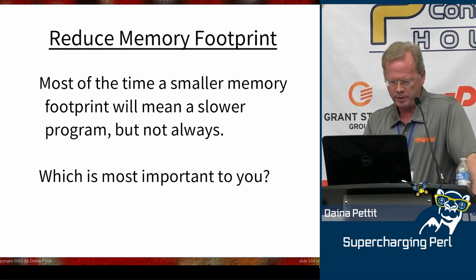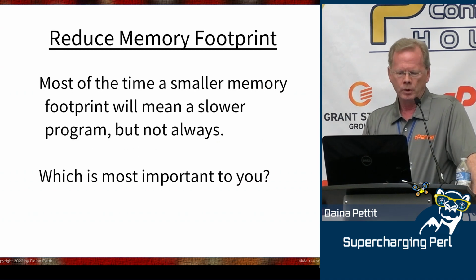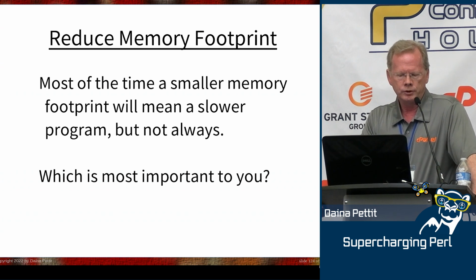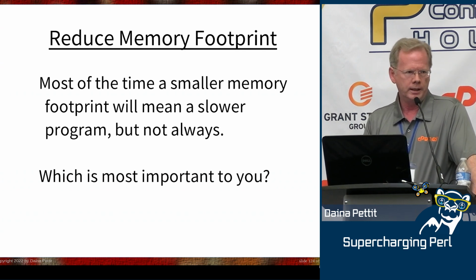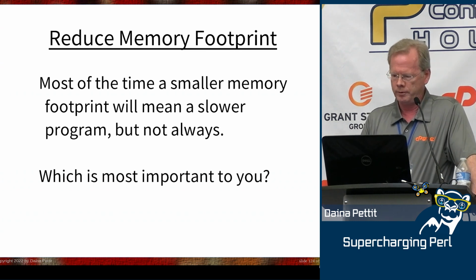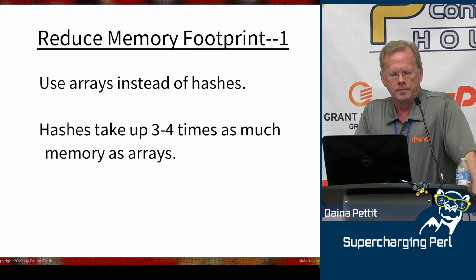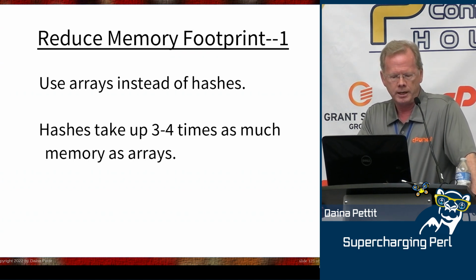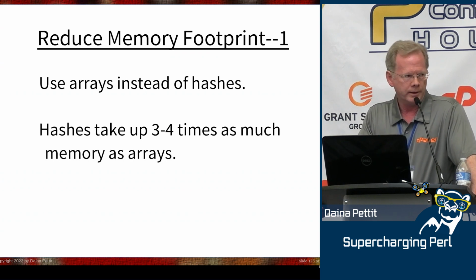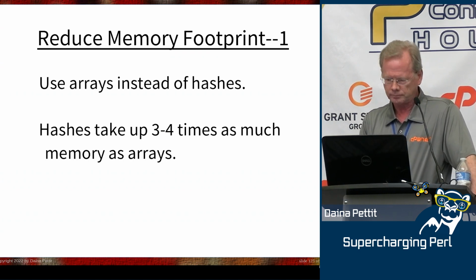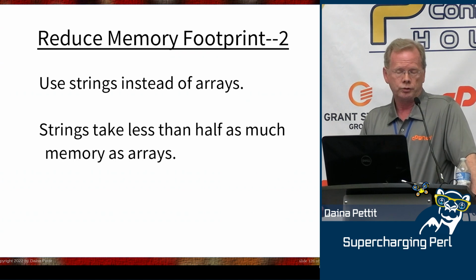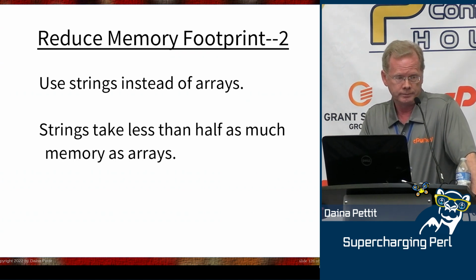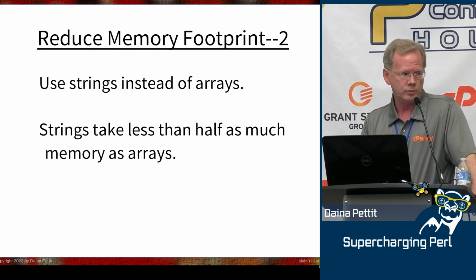Reducing our memory footprint. Most of the time, a smaller memory footprint means a slower program, but not always. And is it important to you to have a smaller footprint? One way you can have a smaller footprint is use arrays instead of hashes. Arrays take up 3 to 4 times less than a hash does. You can use strings instead of arrays, because strings take about half as much as arrays.